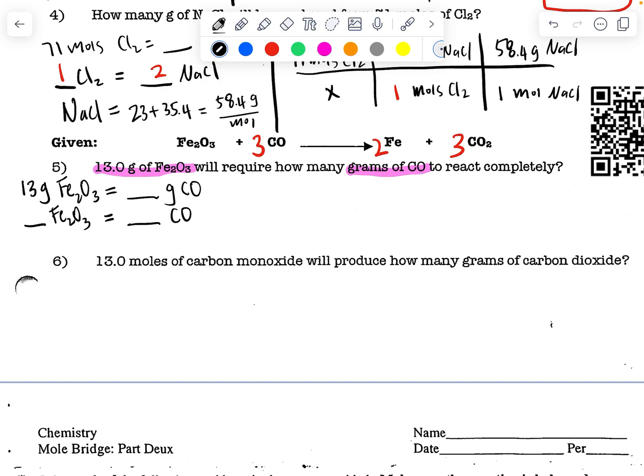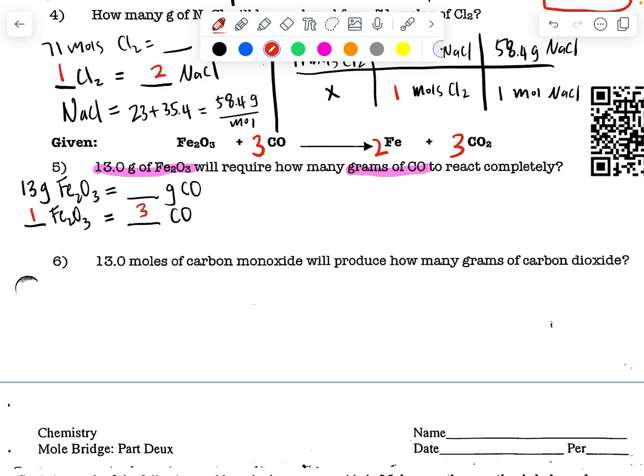All right, so where can I find this mole bridge information? Again, back to our balanced equation. So in front of Fe2O3, are there any coefficients? No, there is not. So I know that this is just 1 of Fe2O3. What about CO? Yes, there is a 3 in front. All right, so that's good. So that part is set up. Now, what else do I need?